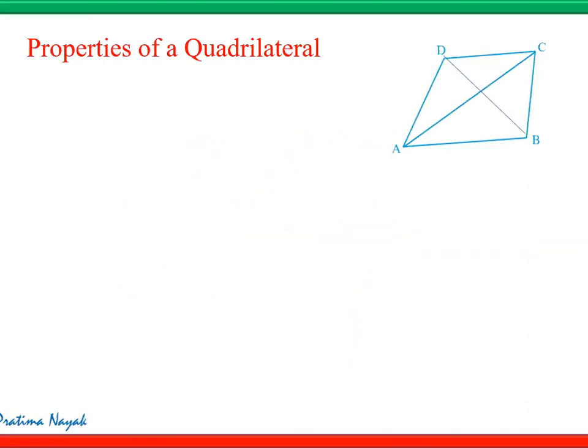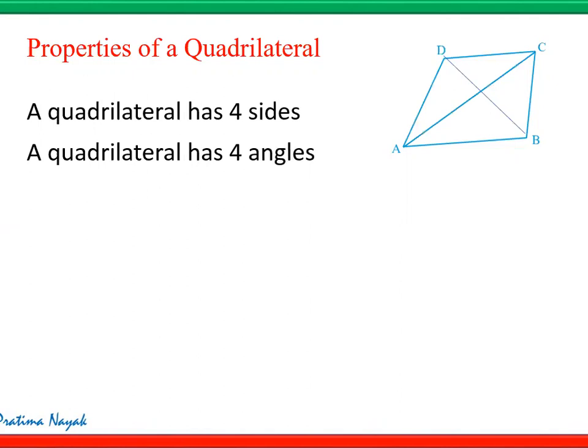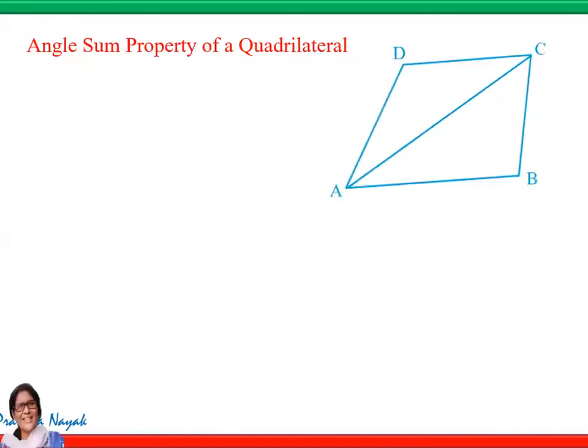What are the properties of the quadrilateral? First, a quadrilateral always has four sides. It has four angles A, B, C, D. It has two diagonals which join from corner to corner. AC is a diagonal, BD is a diagonal. Then we'll see what is the sum of angles of a quadrilateral.